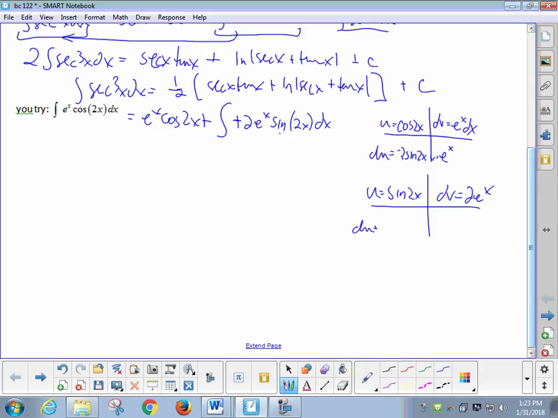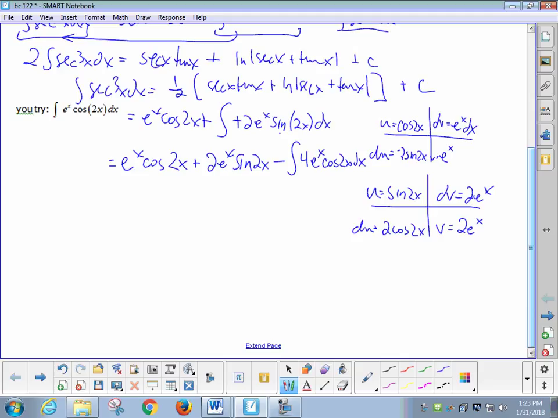du then is 2 cosine of 2x. That's good. That'll be helpful in a second. And v is 2e to the x. Okay. uv is 2e to the x sine of 2x minus voodoo: 4 e to the x cosine of 2x. Do you see where I'm coming from with the 4? Yes. Okay. Now that's beautiful because that is right back to the integral we started with.